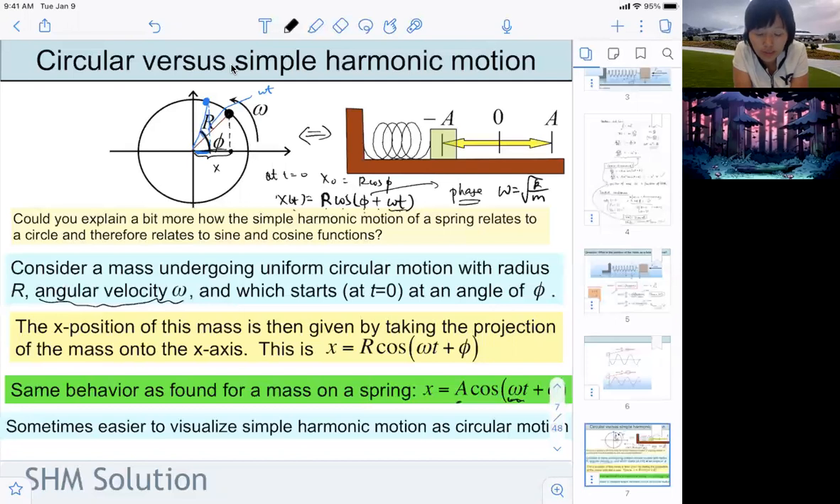So you can see there is a mapping onto the position of the object. Whether it's doing circular motion, the x position goes back and forth just like an oscillation when it's attached to a spring. That's why we say the simple harmonic motion model is very useful: you can use it to describe circular motion, and you can use it for an object on a spring. So it's very useful. All right.